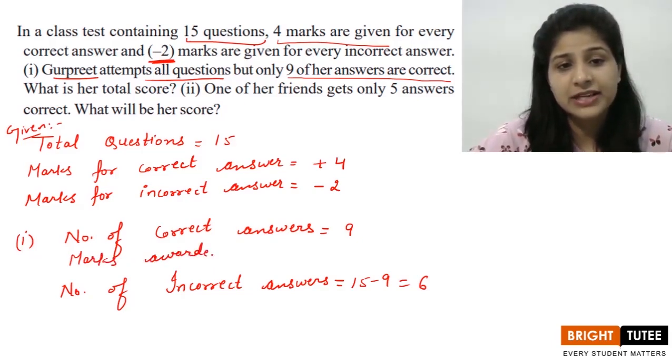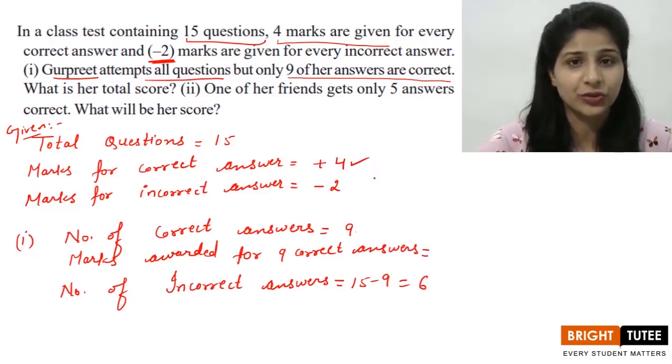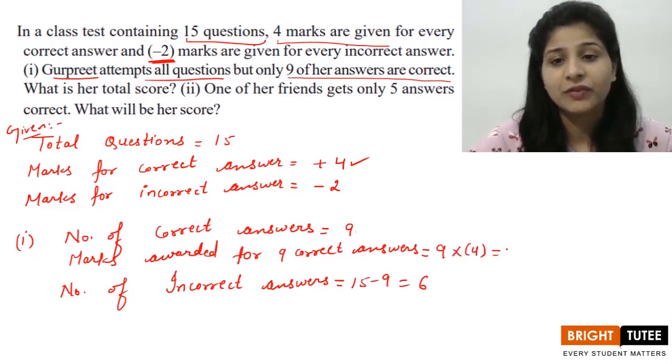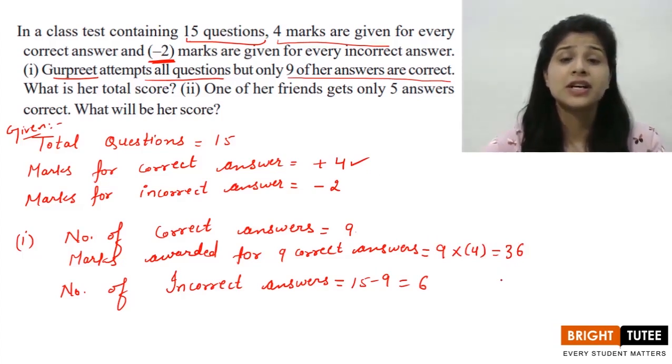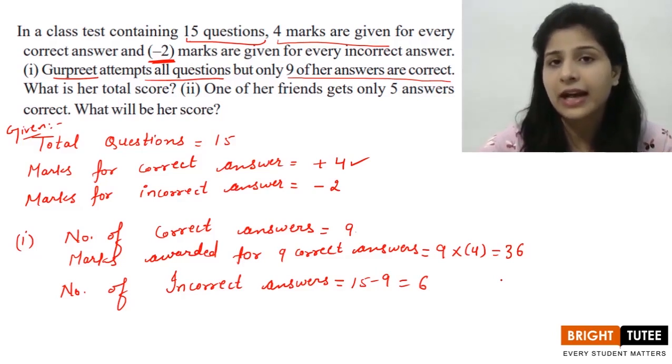What are the marks awarded for 9 correct answers, beta? For 1 correct answer, you get plus 4. So you will multiply 9 with 4. What is it? 36. That means she got 36 when she attempted 9 correct answers.